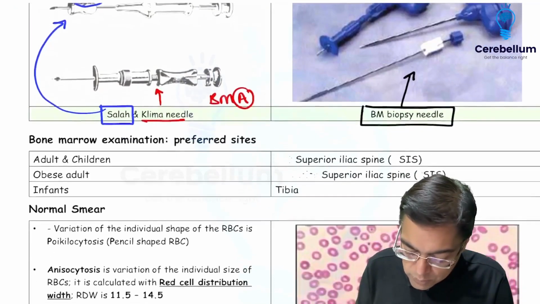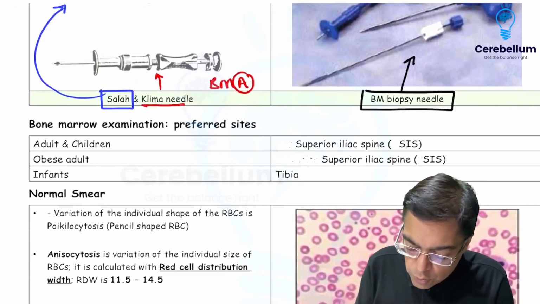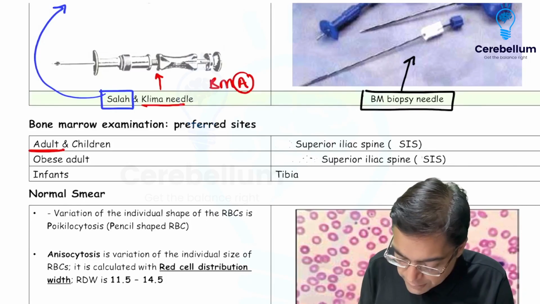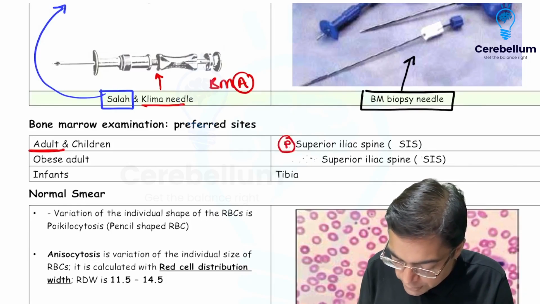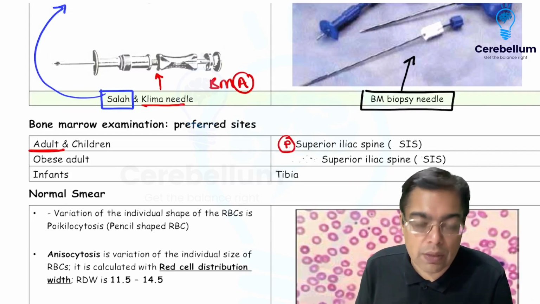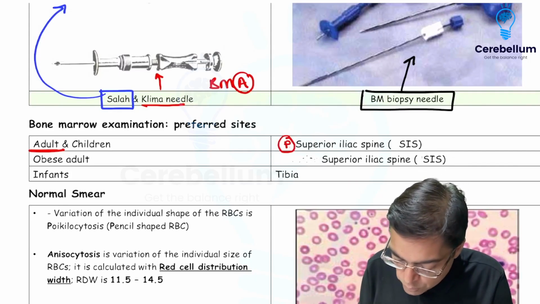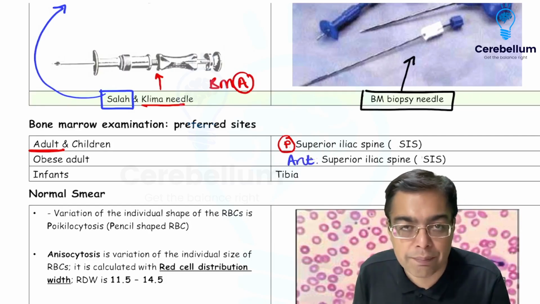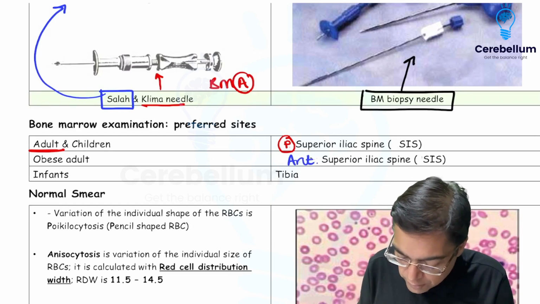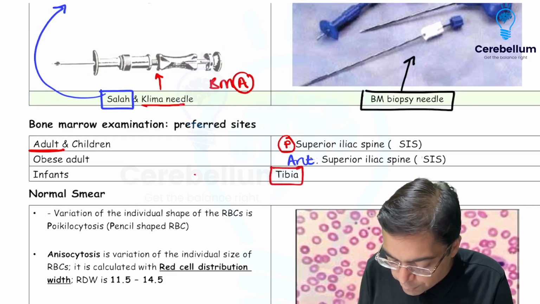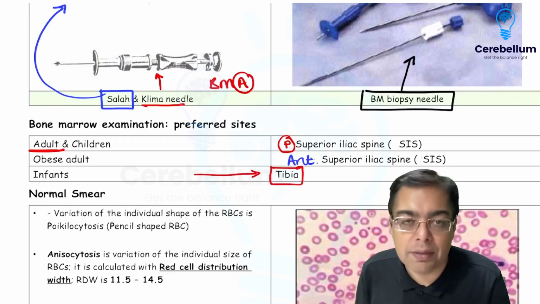Having said that, what are the preferred sites for performance of the bone marrow examination? In an adult individual, the preferred site is the posterior superior iliac spine. However, in an overweight or obese individual, you go for the examination from the anterior superior iliac spine. In a child less than 1 year of age, that means an infant, we may prefer to go in for a superficial bone like the tibia.